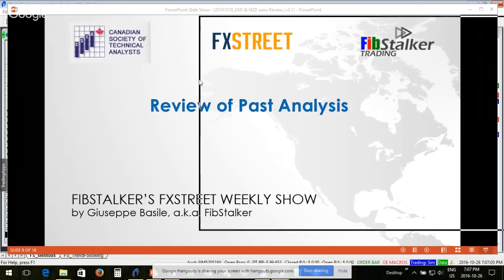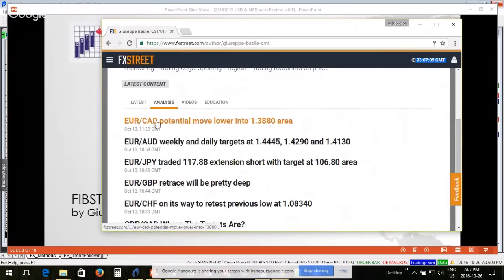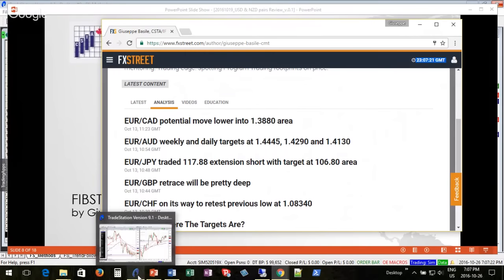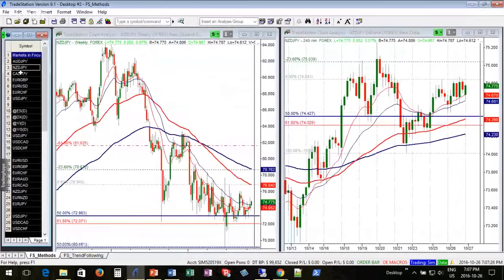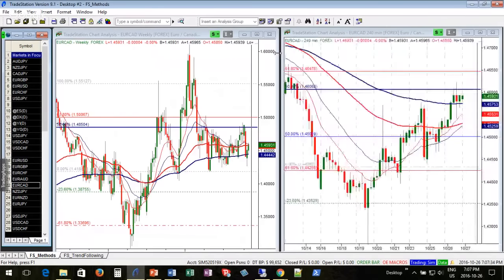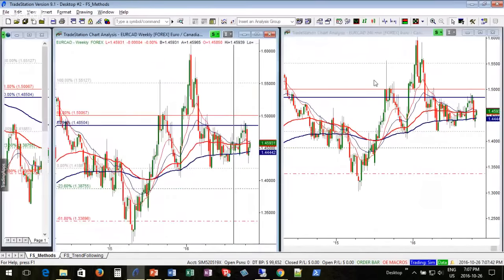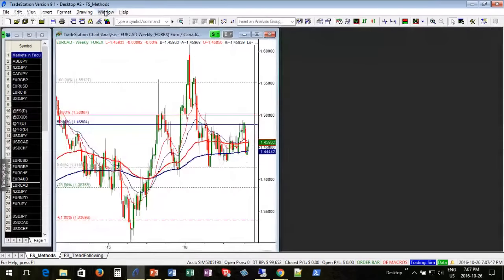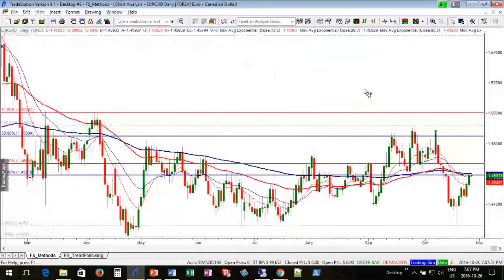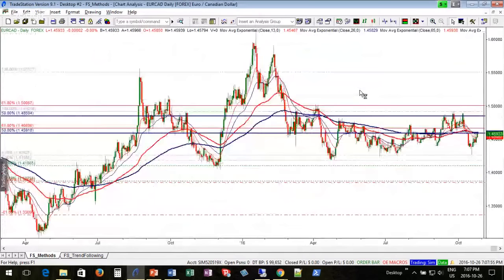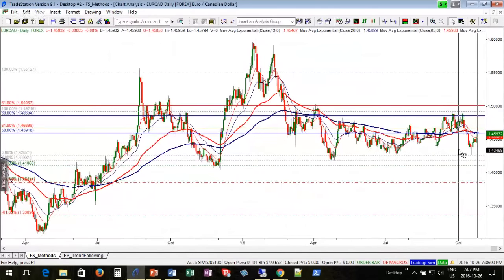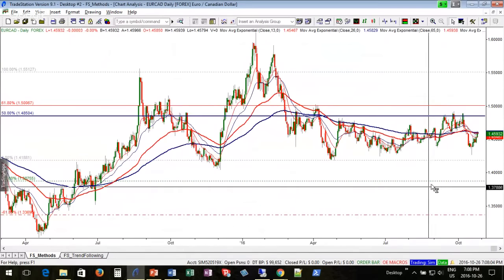So I want to start from the euro versus the Canadian dollar here. I mentioned a potential move lower into the 138.80 area, and you can review that video, of course, on FX Street. But what I'm interested in too is reviewing the chart and seeing where this market is at this very moment. The reason why I mentioned the 138.80 level or area here is because this is a target of a measured move that I identified in the past weeks. This is the 48.50 extension. It is still in a process of pushing price lower, and that first target is the 138.80.